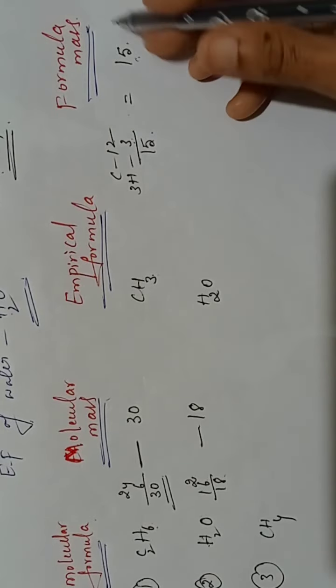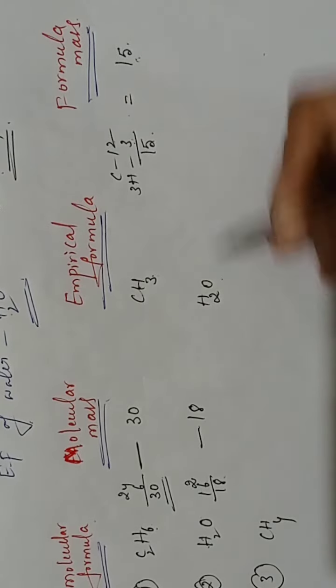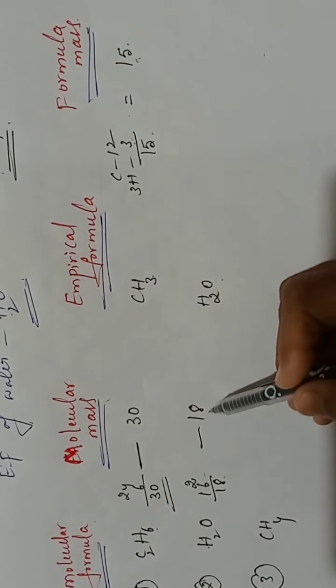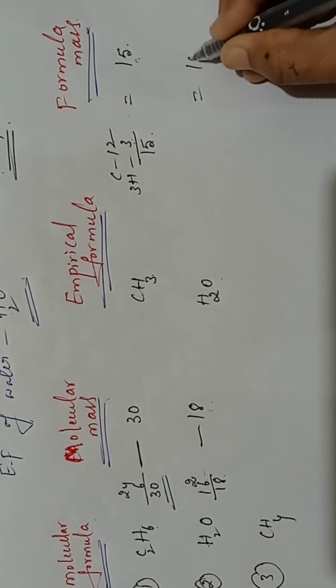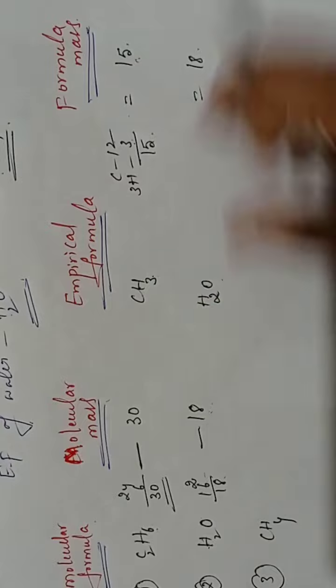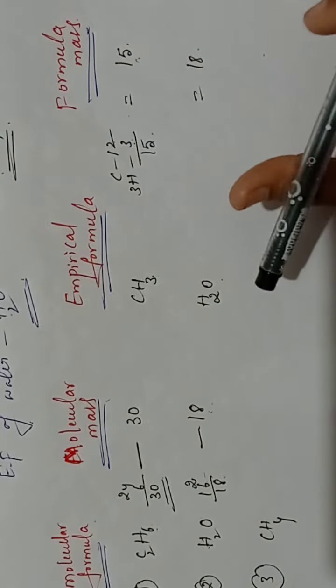Then what is the formula mass, students? For water, we already calculated 18. So that is the formula mass. That means formula mass and molecular mass are both the same in the case of water.